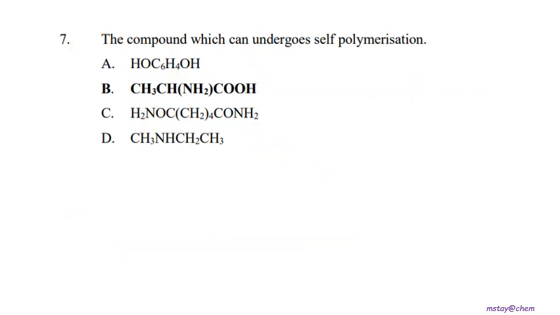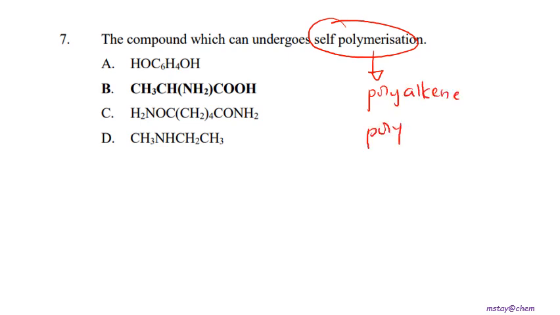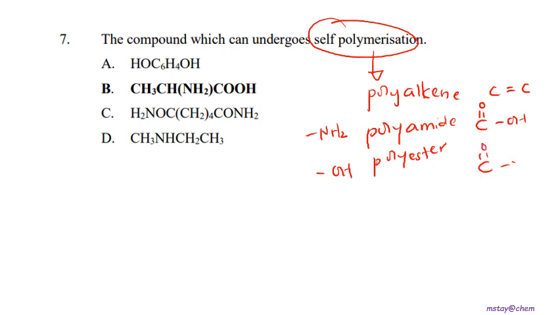Okay, question 7. Which of the compounds can undergo self-polymerization? So as we know, generally we have polyalkene, we have polyamide, and also polyester. So basically, if polyalkene, supposedly we have carbon-carbon double bond. For amide, we'll have carboxyl group with the NH2, and polyester will be alcohol with the carboxyl group. So now we try to check which of the following compounds have this kind of functional group.